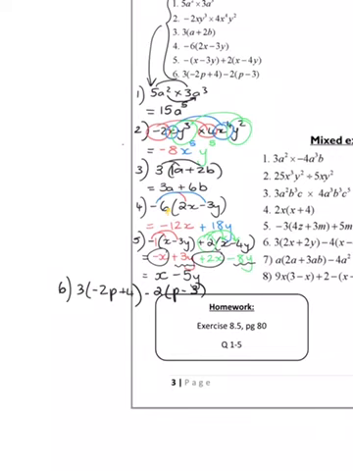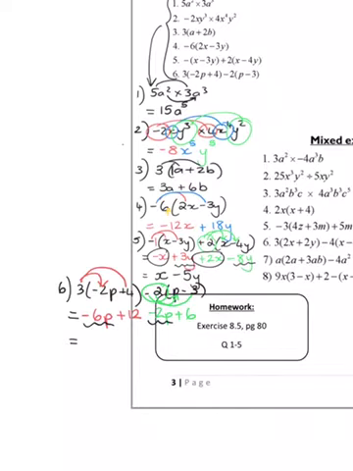All right, then for the last one, we've got to say 3 times negative 2p is negative 6p. 3 times positive 4 is positive 12. Then we have negative 2 times p is negative 2p. Negative 2 times negative 3 is positive 6. Then you find your like terms.